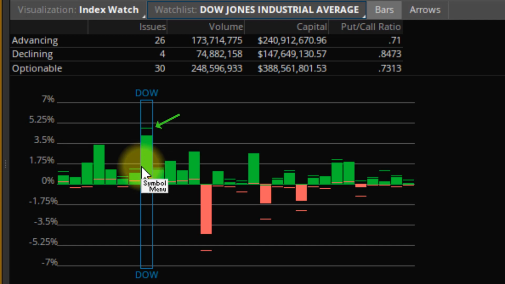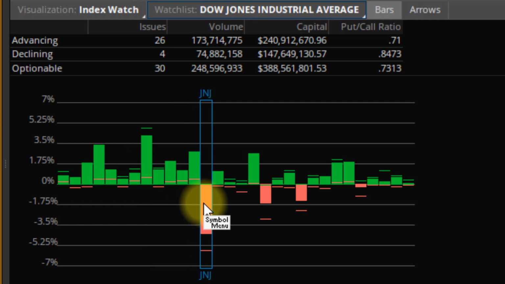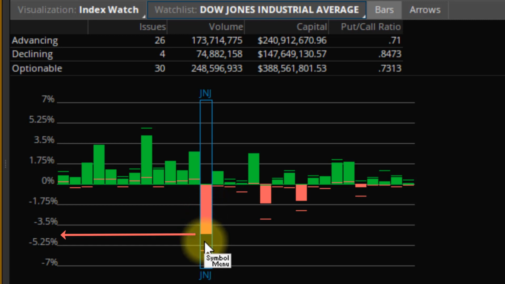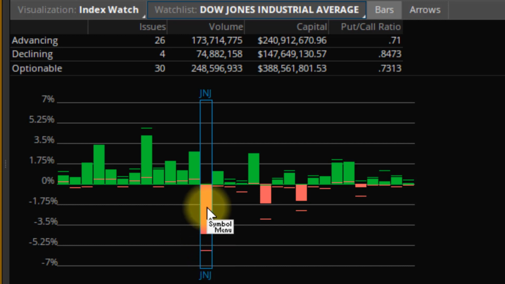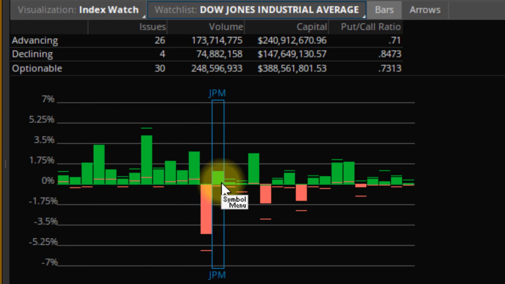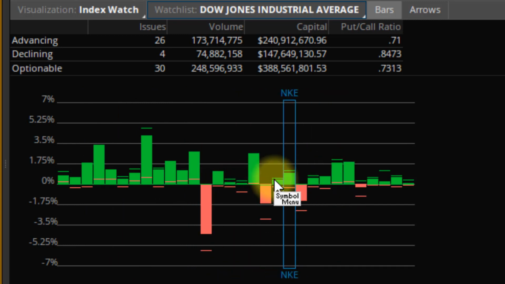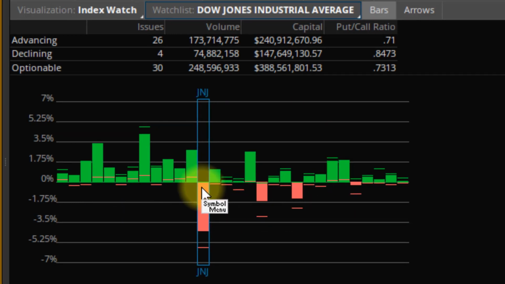This little hash mark up here is the high trade of the day. So you can see at one time throughout the day, it was actually quite a bit higher than where it was on the close. Who had the biggest down day? Just look for the biggest red bar. Right here, hover over it, J&J, Johnson & Johnson. And if we look to the left, looks like it was down maybe 4.5% or so. But at one time was down much more, maybe 6.5%. So again, it's just very easy to quickly look through the graph and see who's having the biggest gains or the biggest losses, and to find out which company it is.